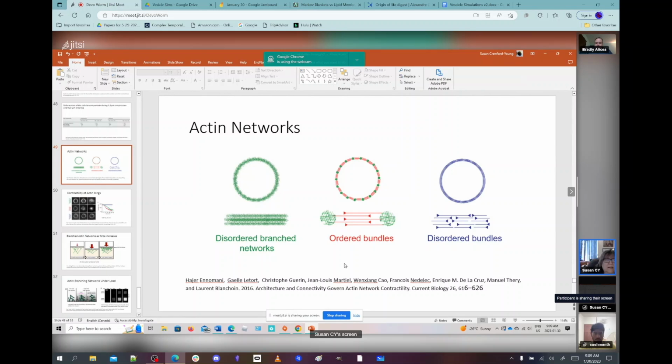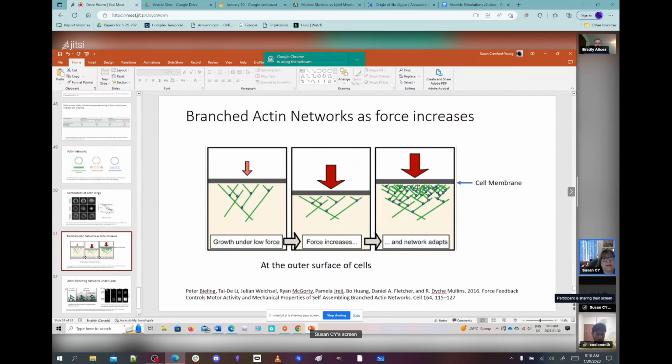And this is an adaptation, so if you leave the force on it, this is what happens, and the tissue relaxes, but it's changed. Okay. And it has more actin at the surface. Okay. So, yeah, relaxation is an important thing.